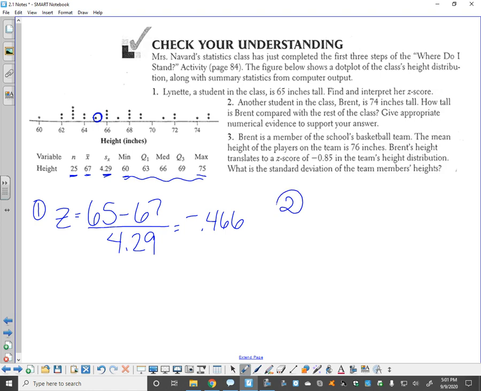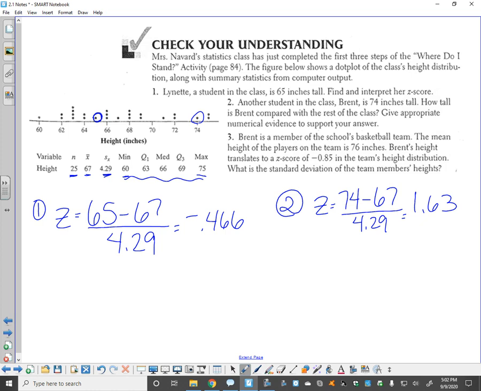Number 2, another student in the class, Brent, is 74 inches tall. There he is. How tall is Brent compared with the rest of the class? Give appropriate numerical evidence to support your answer. I can't just sit here and say, well, he's in the top 3 people in height of the class. That's not statsy. We've got to talk about Z-scores. So if I find Brent's Z-score, 74 minus 67 over 4.29, I get 1.63. So I'm going to say Brent's height is 1.63 standard deviations above the mean height for the class.